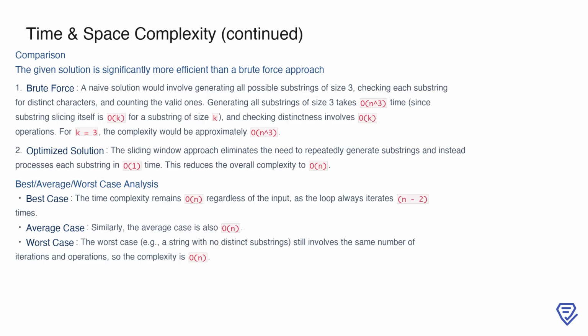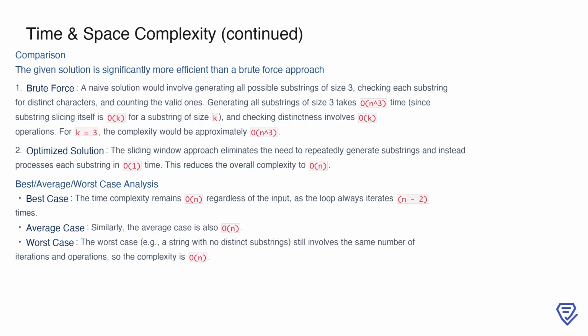A naive solution would involve generating all possible substrings of the string, checking the distinctness of each substring, and counting the valid ones. Generating all substrings of size 3 for a string of length n would take O(n^3) time, as slicing each substring involves O(k) operations for a substring of size k, and k is 3 here. Checking if all characters in each substring are distinct would also take constant time for each substring, but the sheer number of substrings makes this approach inefficient. In contrast, our optimized sliding window solution processes each substring in constant time, O(1), and avoids redundant computations, reducing the overall time complexity to O(n).